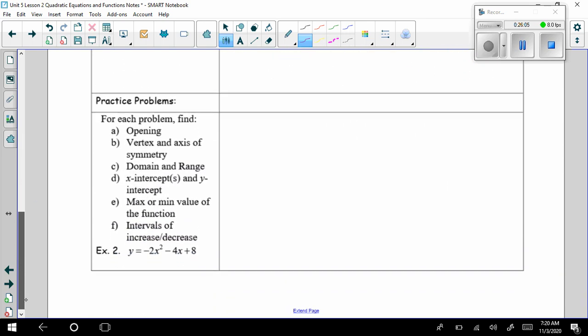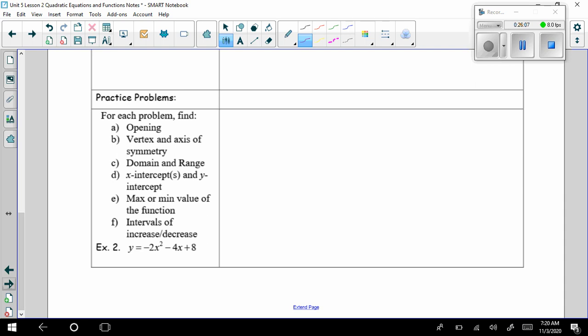Okay. So running through a problem, and I'll probably just do this one just to keep the length of this fairly short. But the opening of this is going to be down because A is negative. The vertex, this is standard form. So we're going to actually find axis of symmetry first.